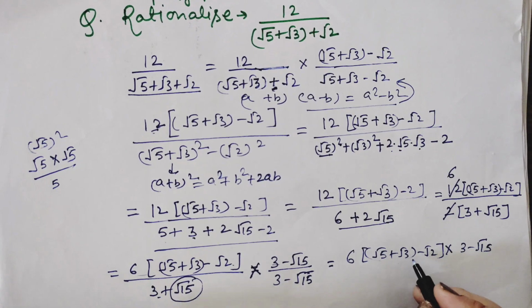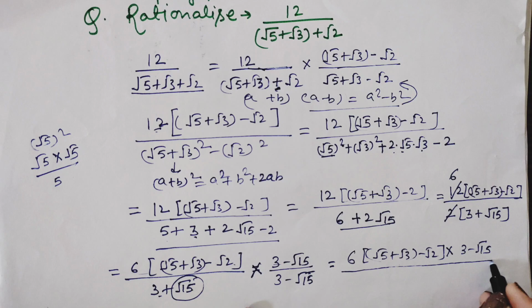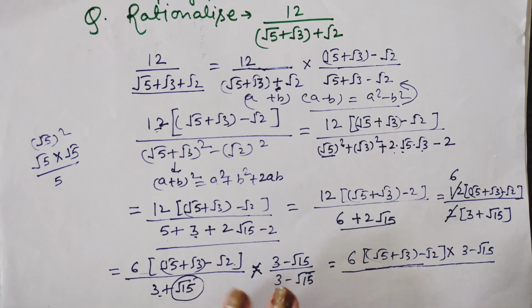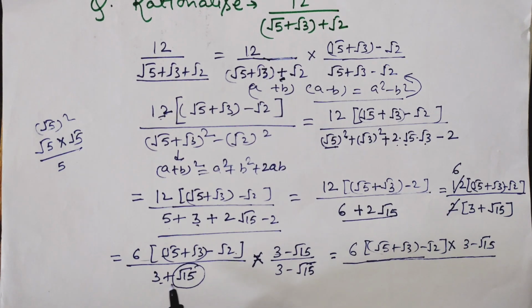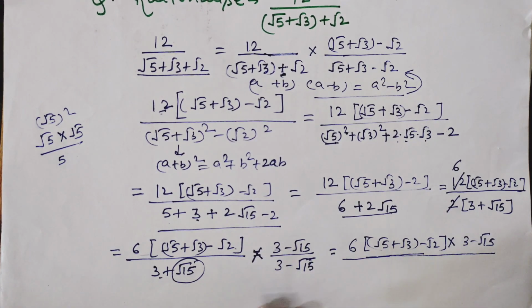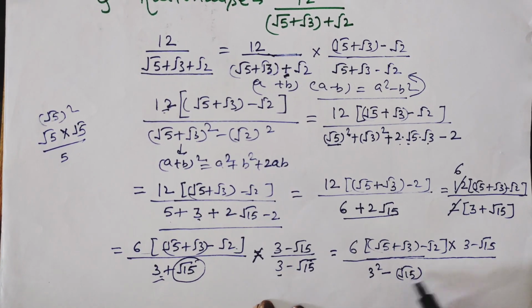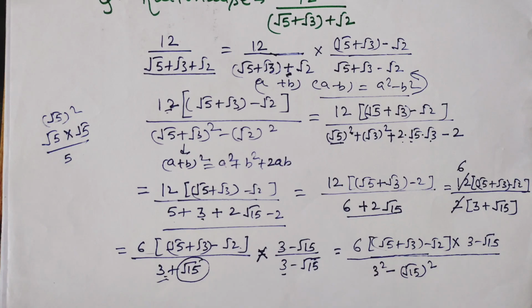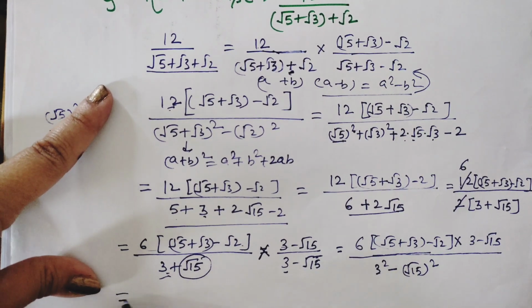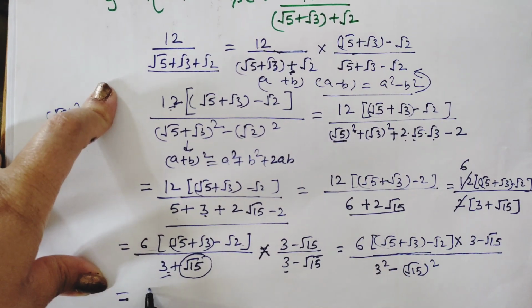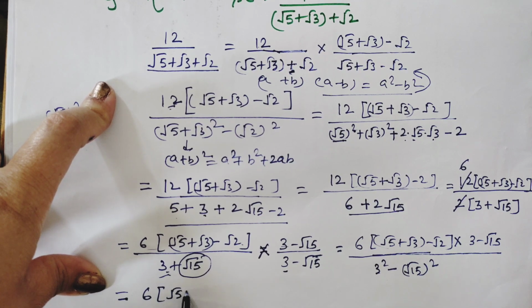So let's see, after a few steps we will multiply it. So right now we will write it as it is, and again we are using the identity a plus b and a minus b. So it will be 3 square minus root 15 square, a square minus b square. Okay, now you can see this term 6 we will write again as it is.